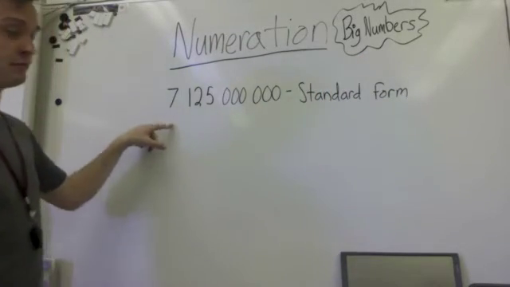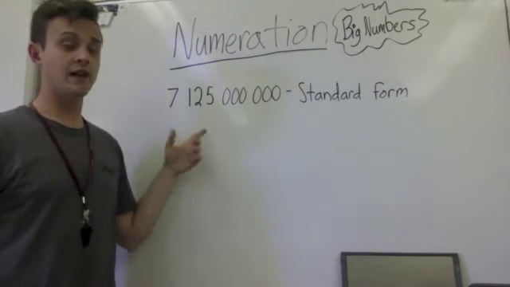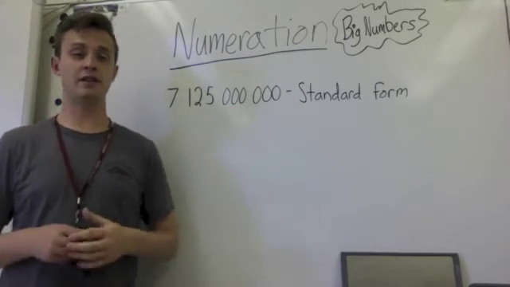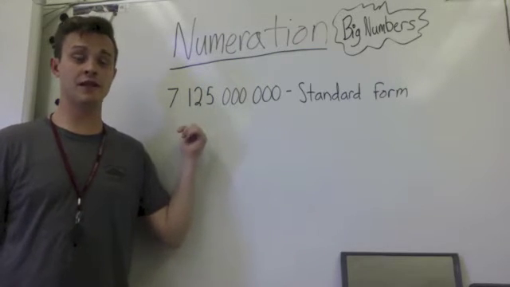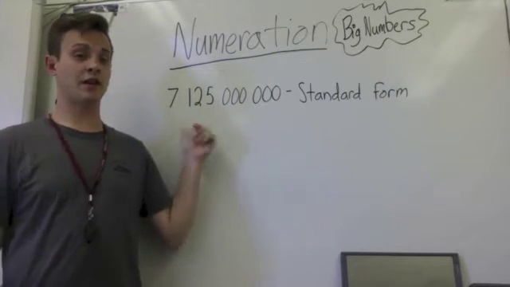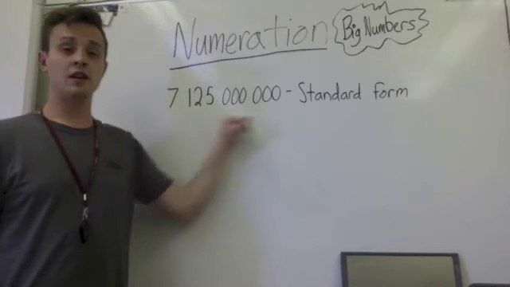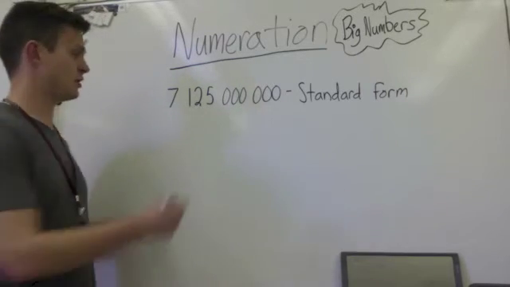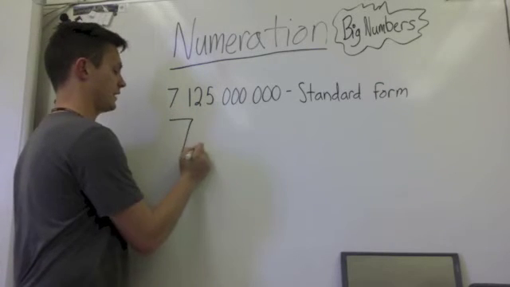Okay, when we're talking about big numbers, talking about numbers like this, 7,125,000,000. That's it. Okay, this is the population of the Earth. This is how many people live on Earth. And in standard form, this is how that number would be written out. But if you're on the web or in the newspaper, you would see a number that looks like this instead.